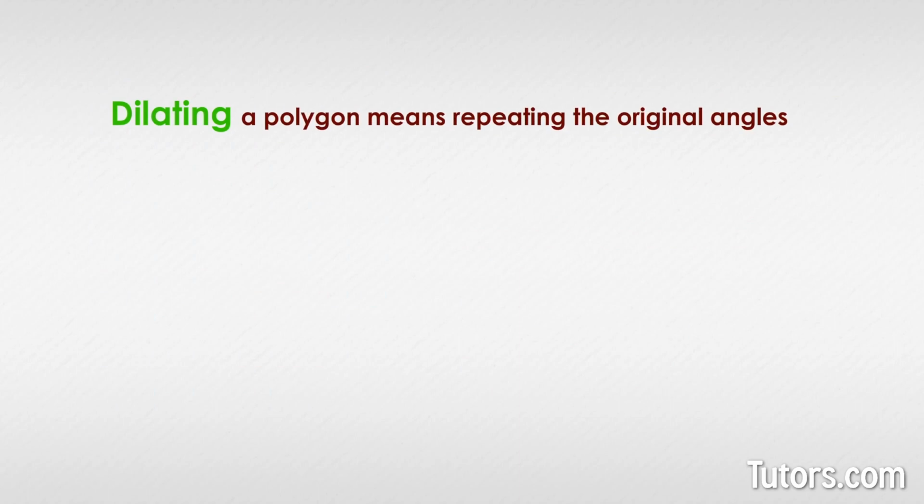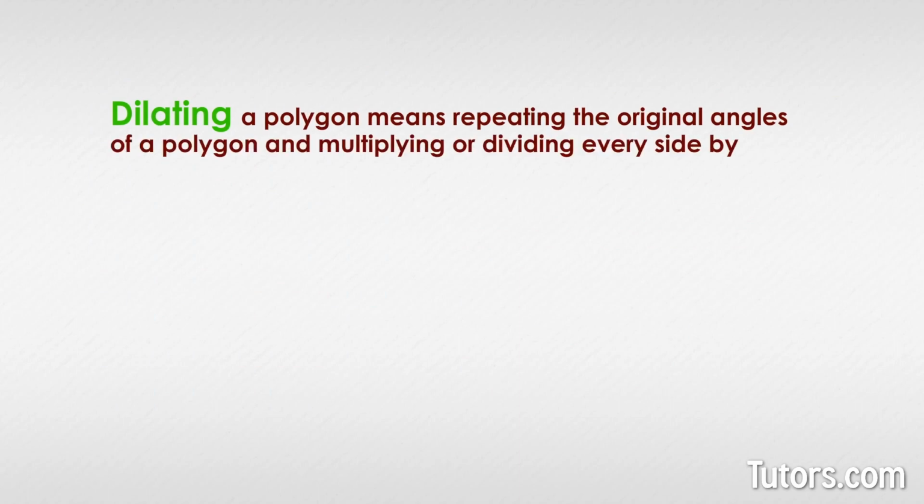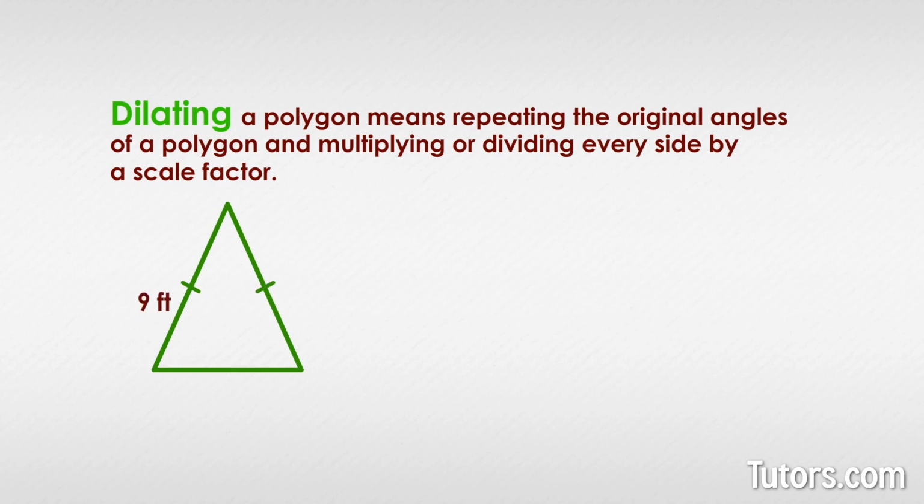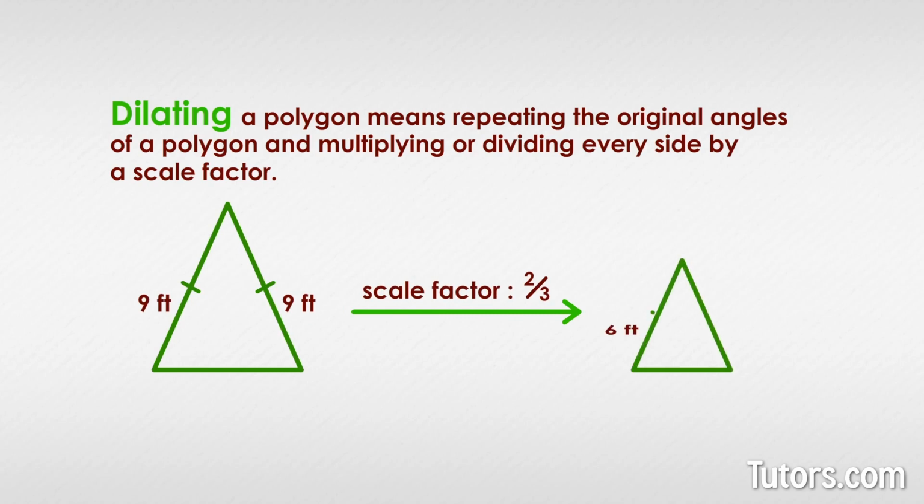Dilating a polygon means repeating the original angles of a polygon and multiplying or dividing every side by a scale factor. If you have an isosceles triangle preimage with legs of 9 feet and you apply a scale factor of 2/3, the image will have legs of 6 feet.